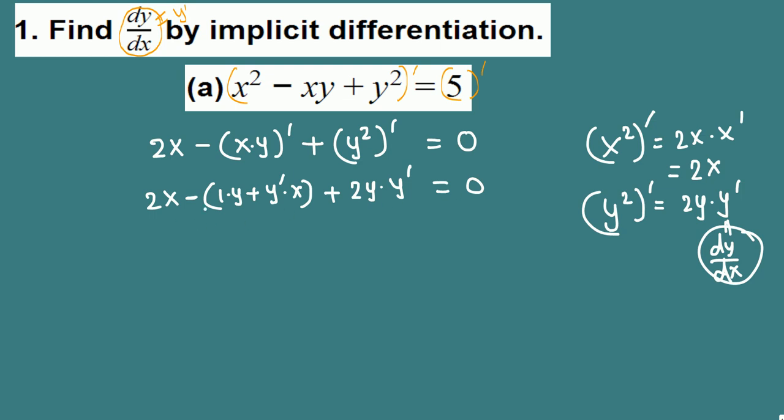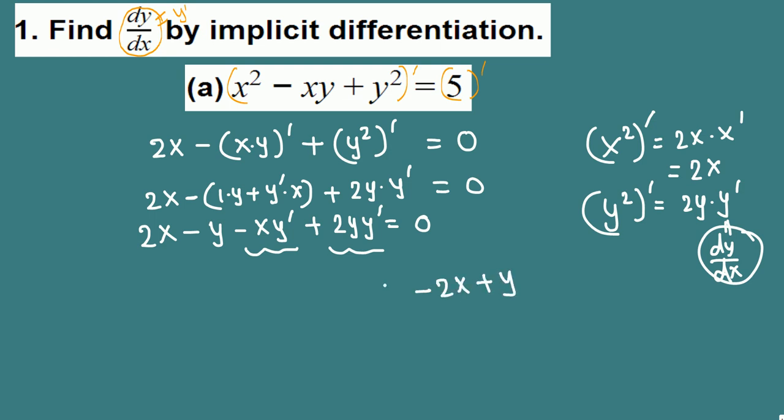Okay, now we need to distribute this negative sign, so 2x minus 1y is just y, minus plus minus y prime x, let me write in this way, x y prime plus 2y y prime, that equals 0. Okay, so we have 4 terms in the left side. This one contains y prime and this one also contains y prime, so we want to factor y prime from these two terms and move these two terms to the other side. So basically subtract 2x, add y. Okay, so subtract 2x and add y, that's in the right side.